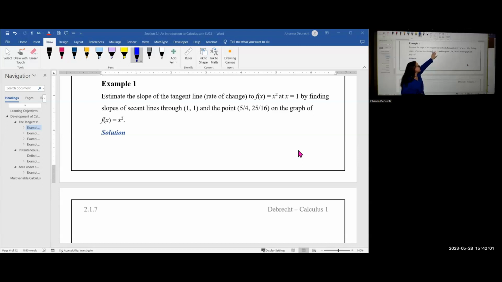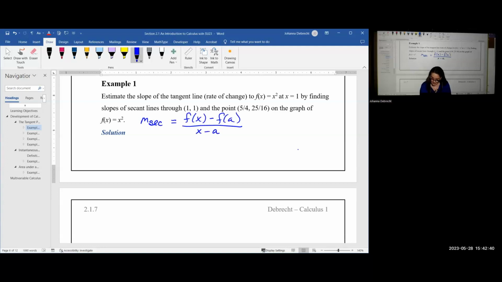This is my a here, x equals 1, and the point 5/4, 25/16, which is also on the graph of y equals x squared. Now, 5/4 is close to 1, but it's not super close. So this approximation won't be super accurate, but it'll be somewhat accurate. Let's figure out how to do that. First, we write the formula for the slope of the secant line. m, the slope, equals f of x minus f of a, divided by x minus a.